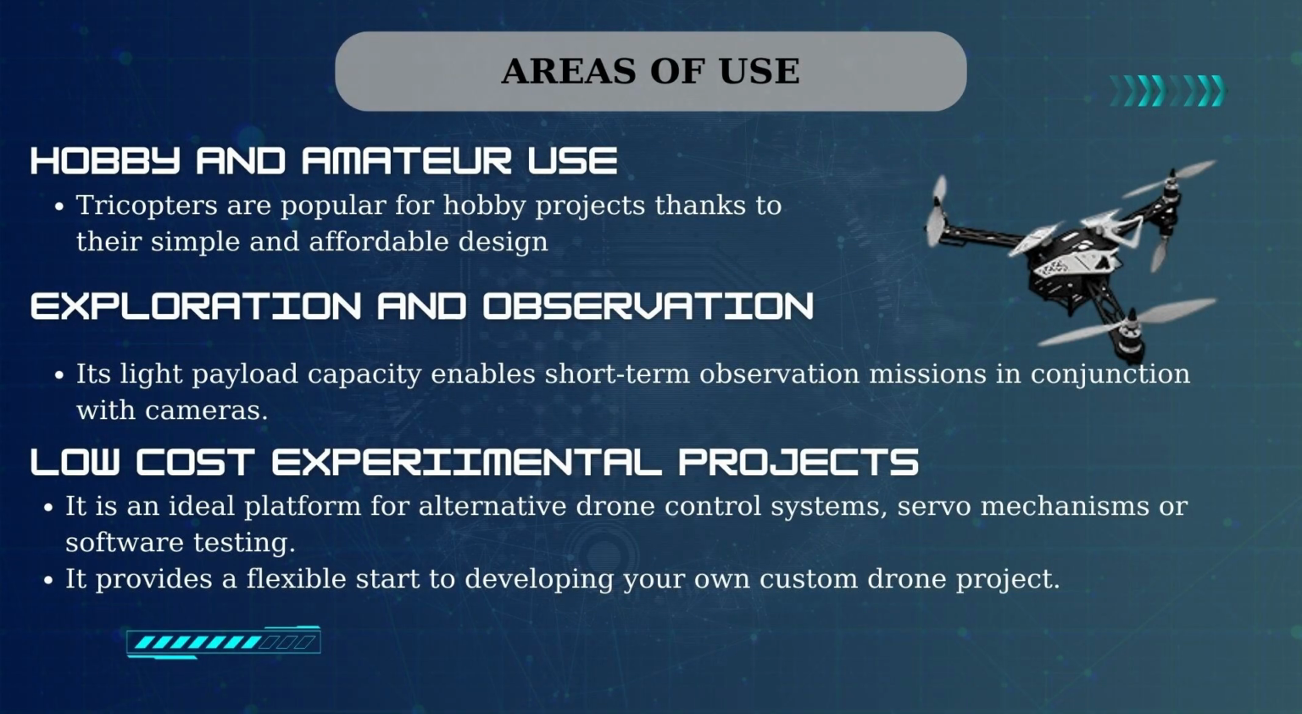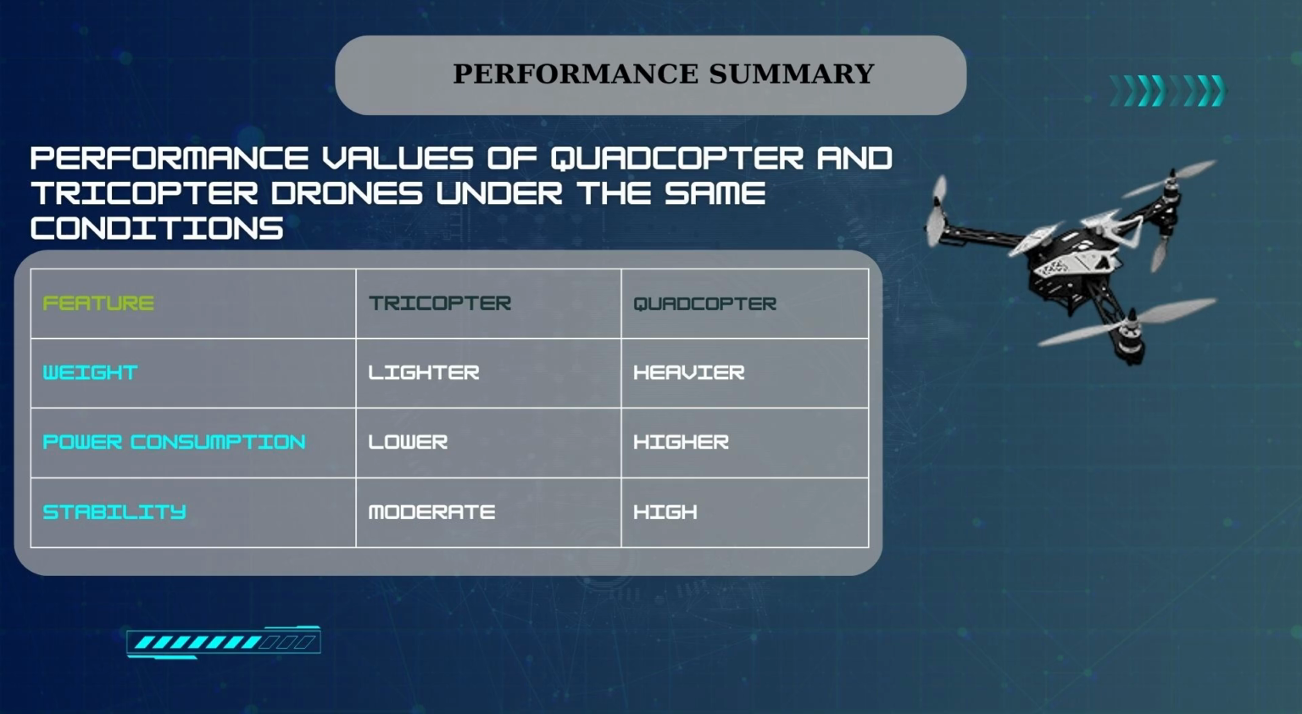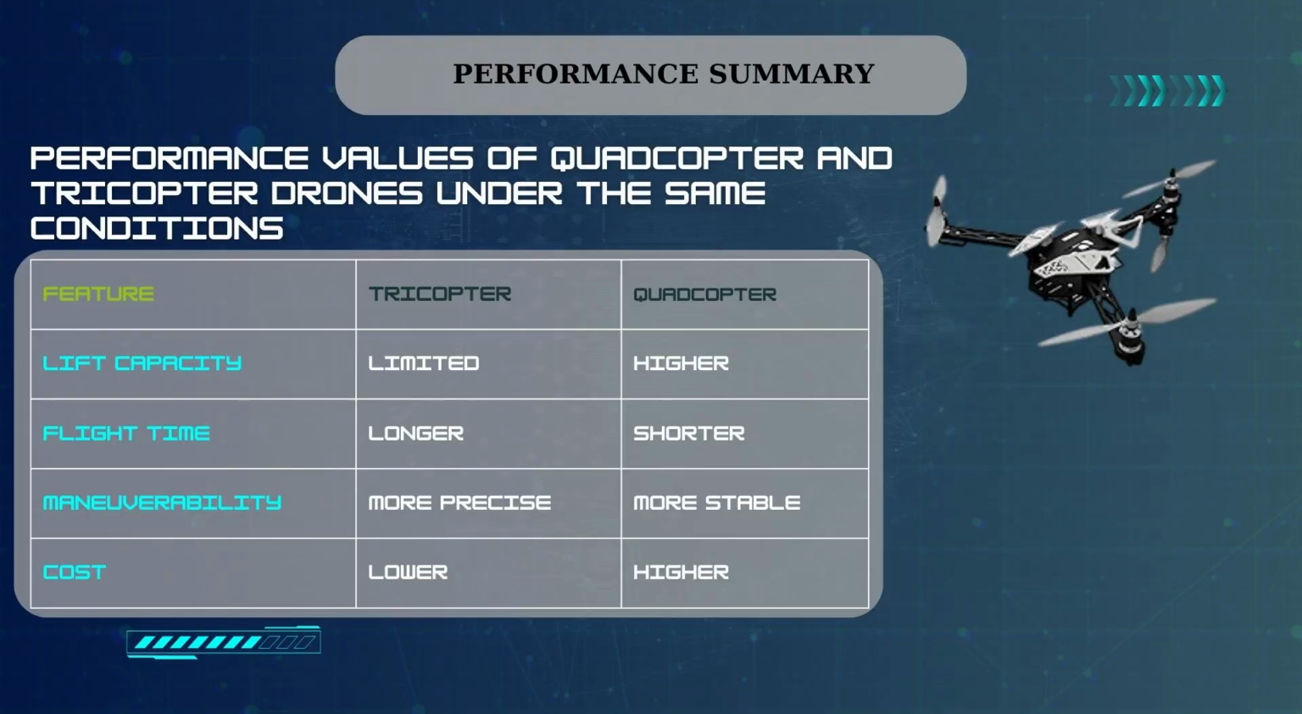If we talk about the areas of use, we can use it in hobby activities, low-scale experimental projects, and educational activities. In the performance summary under the same conditions, you can compare the tricopter with a quadcopter according to the information given below. For example, you can see that the values such as lift force and flight time are different between the two. On this page, you see the continuation of the comparison.